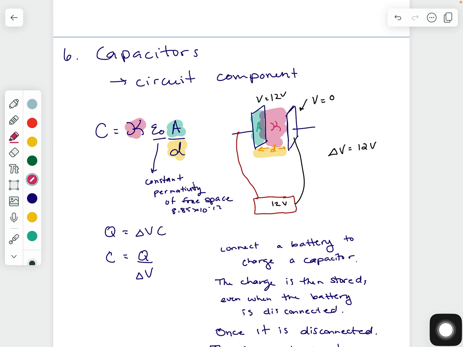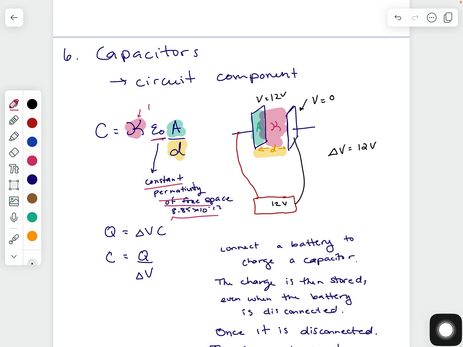However, if it doesn't state anything at all, kappa is assumed to be 1, which is the dielectric constant of space or of air. It's 1.003. So either way, we could just assume that it's 1 if it doesn't give us a specific material. Okay, and then epsilon naught is a constant, the permittivity of free space, and it's 8.85 times 10 to the negative 12th.